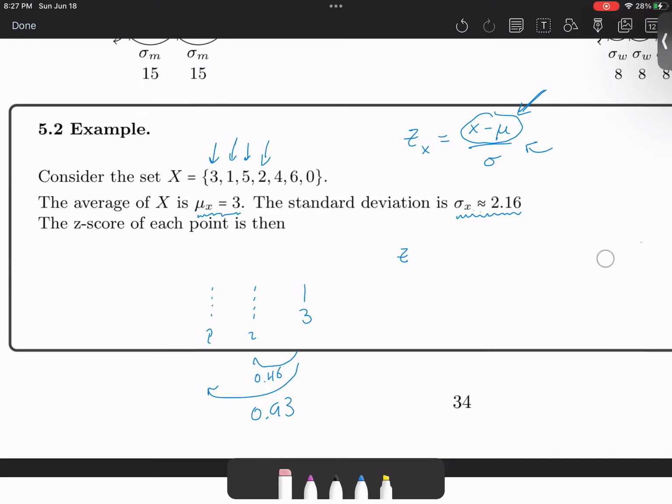In fact, let's use that to make the next calculation easier. If you know that 2 is 0.46 standard deviations to the left, then the z-score of 4 is going to be 0.46 standard deviations to the right, because 2 is 1 unit away from 3, and so is 4. Let's show that. 4 minus 3 divided by 2.16 gives you 1 over 2.16. That gives you 0.46.